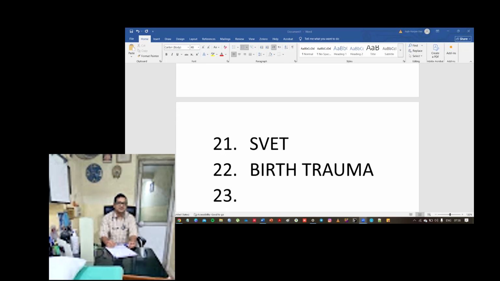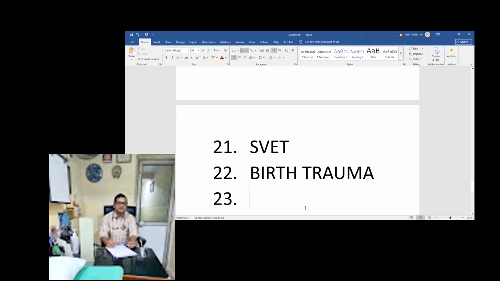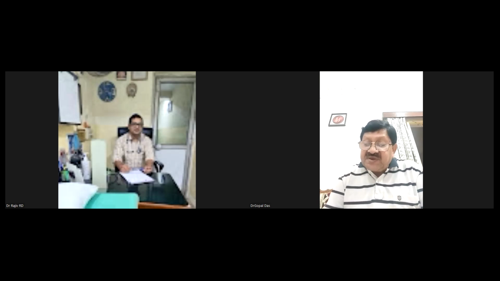And there are different types of reflexes. Which reflex starts early, which reflex disappears early. These are all important. And which part of the brain is responsible for the appearance and vanishing of these reflexes.